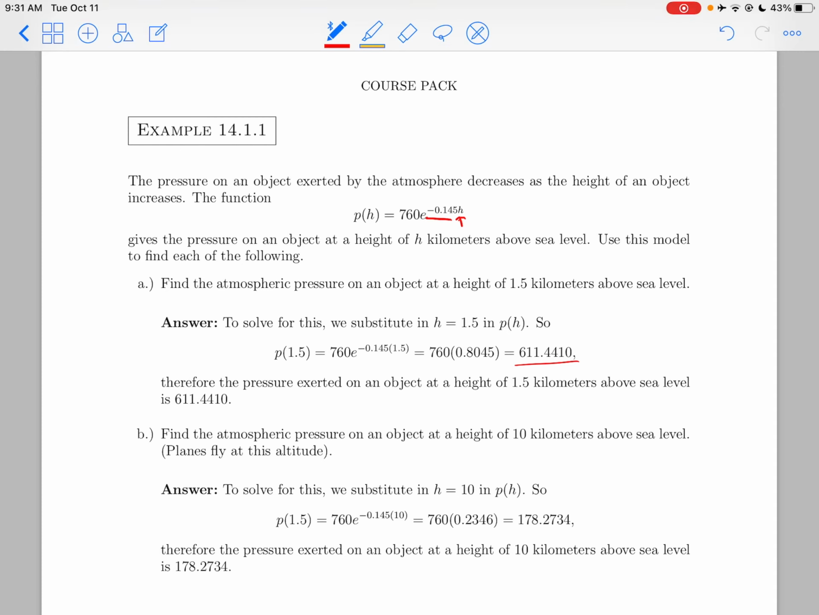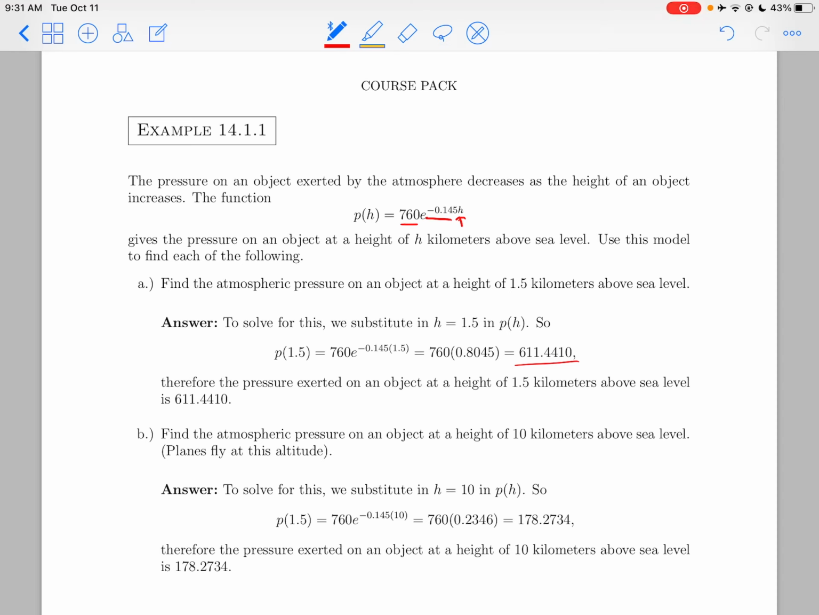Okay. Notice we do have this 760 out the front. If I was to plug in h is equal to 0, then I would end up with my pressure at height 0 being 760. So that is what my pressure is when I am at sea level, when I am 0 kilometers above sea level.